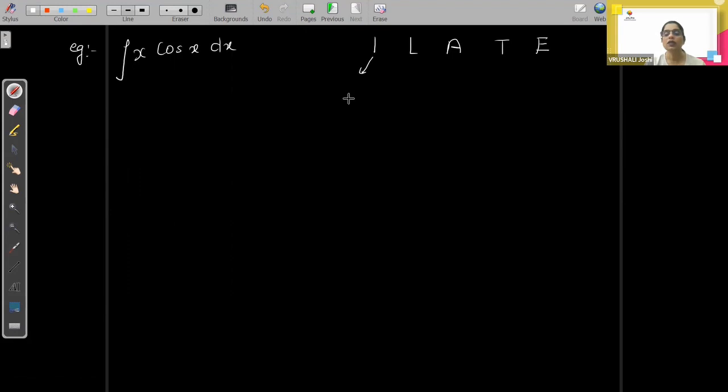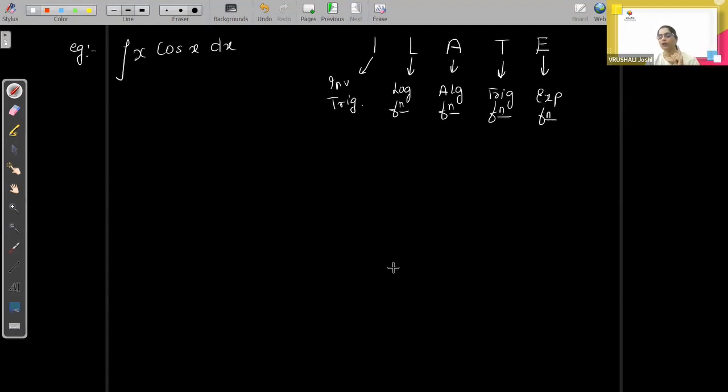So basically I is equal to what? I is equal to inverse trigonometry function. Then L is equal to log function. A is equal to algebraic function. T is equal to trigonometry function. E is equal to exponential function. Now, हम लोग पहले second function choose करेंगे. Once we have the second function, तो first तो अपने आप से ही आसान हो जाएगा, correct? So basically, we follow the rule of ILATE to choose the first and the second function.